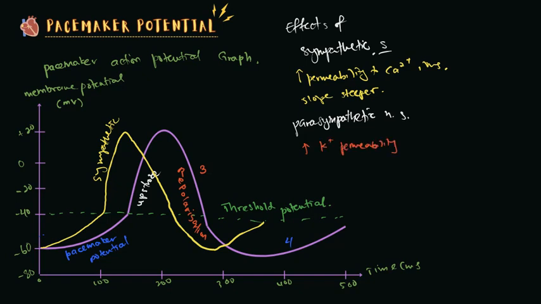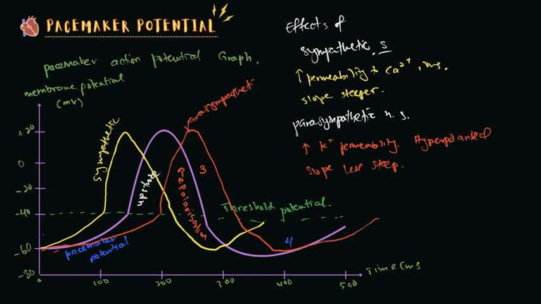Meanwhile, in parasympathetic nerve stimulation, there will be increased potassium permeability. Therefore, the cell is prone to hyperpolarization, causing the cell to reach its threshold potential a bit slower, because the slope will be less steep. Graphically, we can see that the slope is less steep, reaching the threshold potential later, causing the action potential and the resolution of the upstroke and repolarization to occur later, hence a reduction in heart rate.